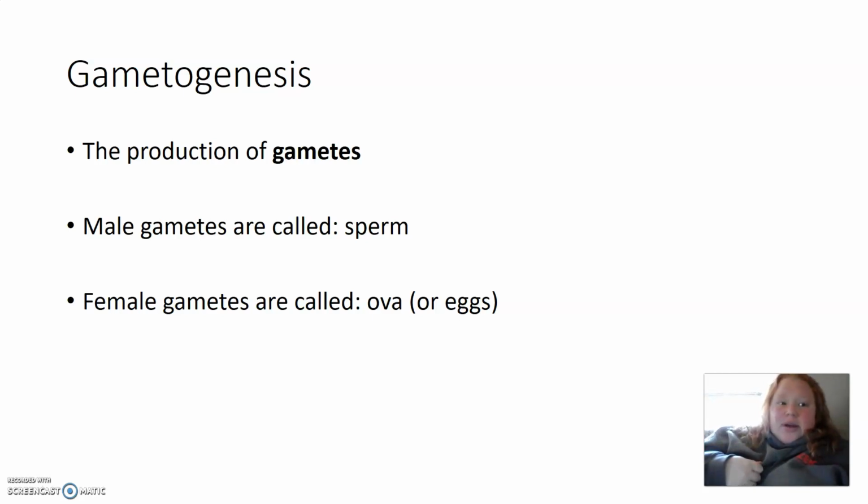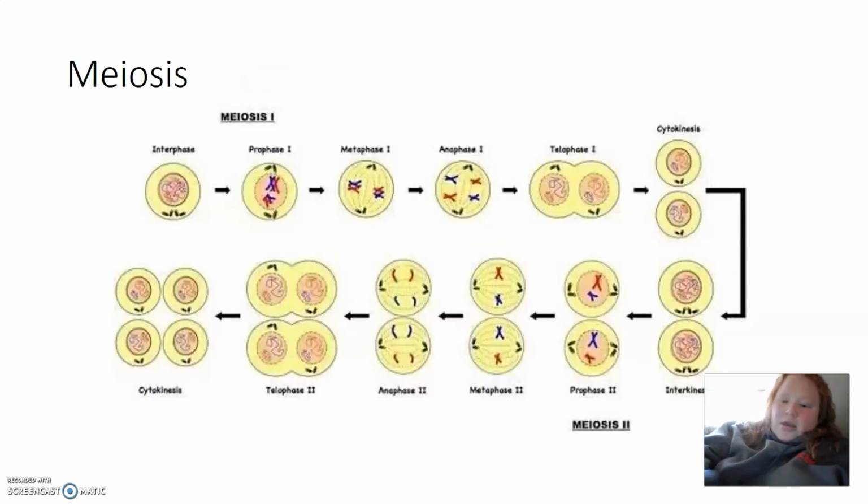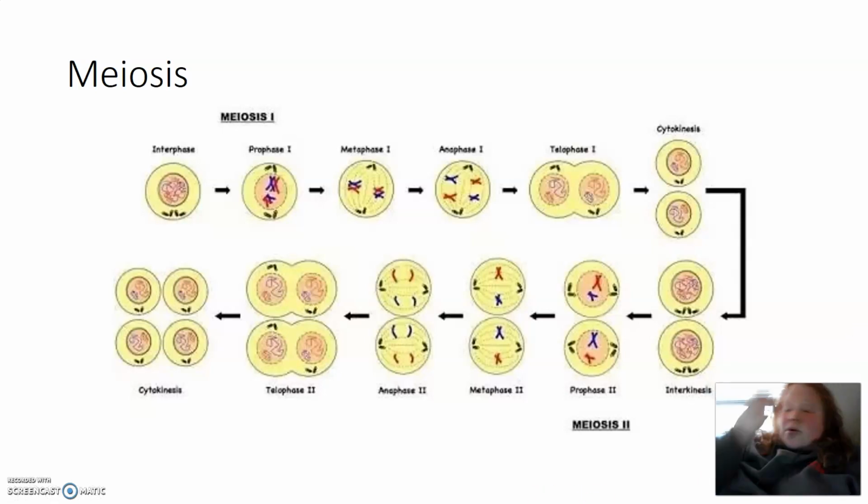Okay, so gametogenesis is the production of gametes. Male gametes are called sperm. Female gametes are called ova or eggs. Meiosis. So you're going to want to pause this and draw this, or pull up the PDF of the notes and draw this in your notes. This essentially has the same steps as mitosis. It's just you're going through it twice.